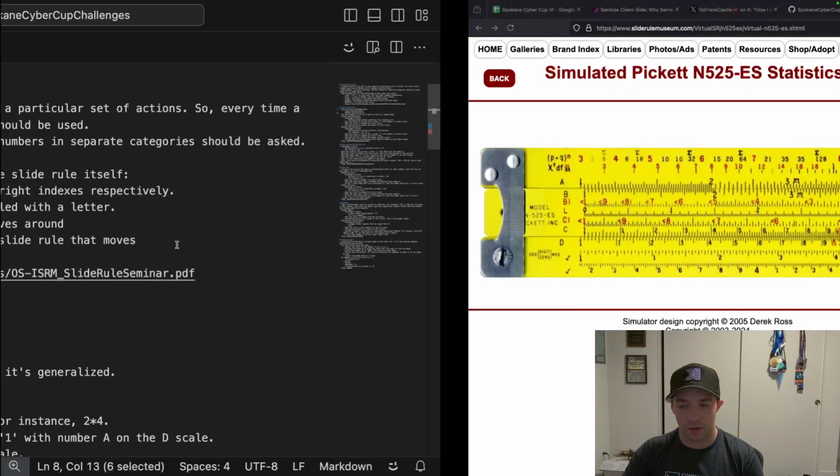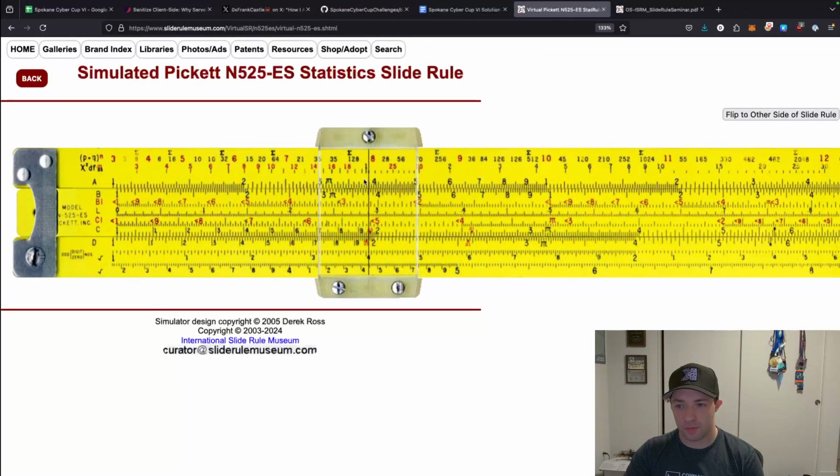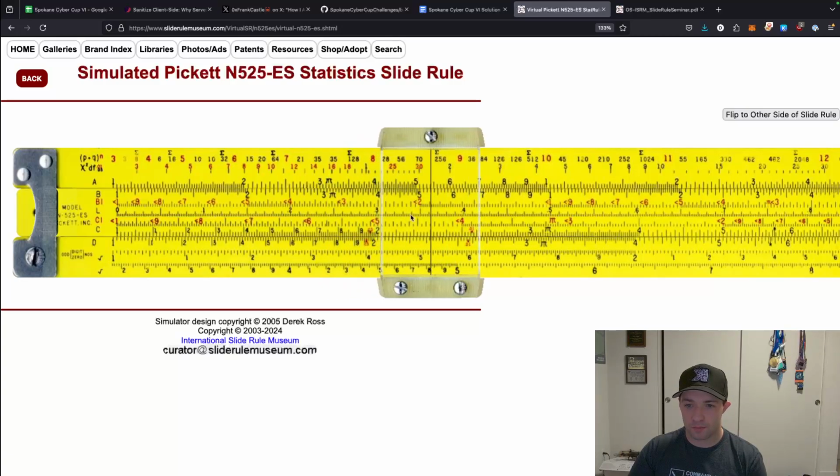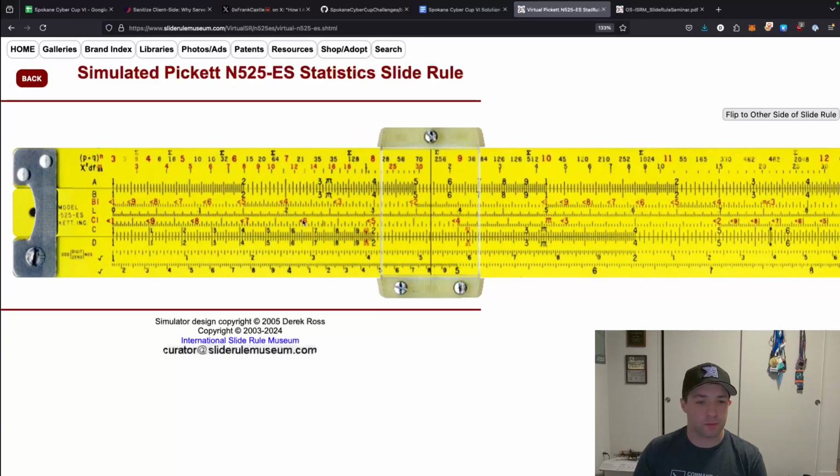We have the cursor, which is this piece that moves around. And in the middle of the cursor, we have what's called the hairline. And this allows us to be more precise when we're doing these sorts of calculations and going back and forth.